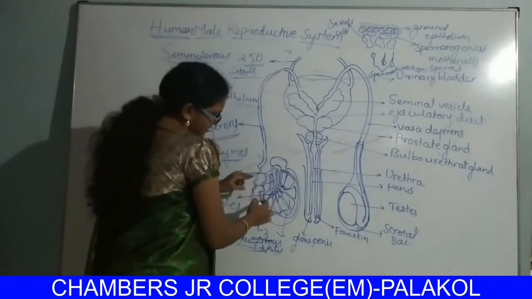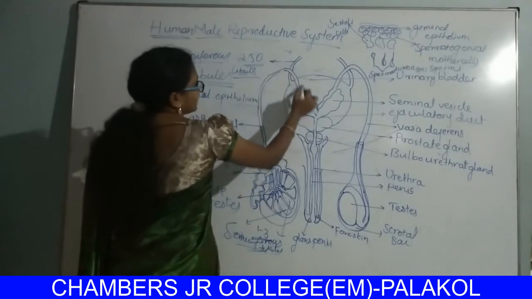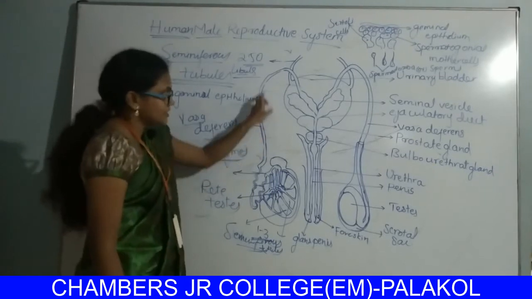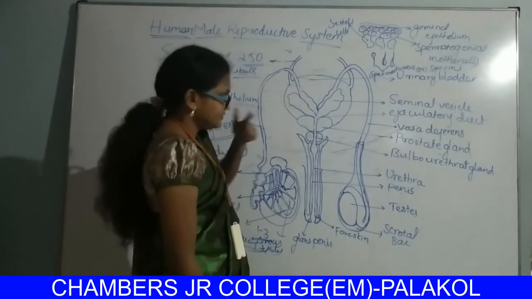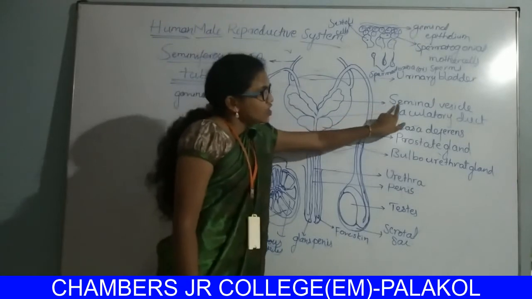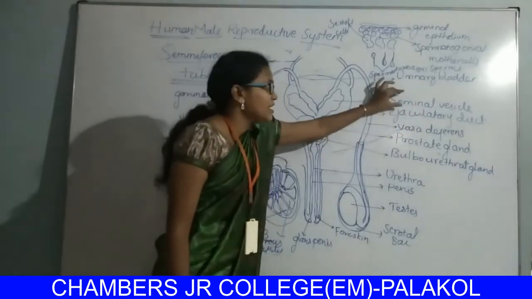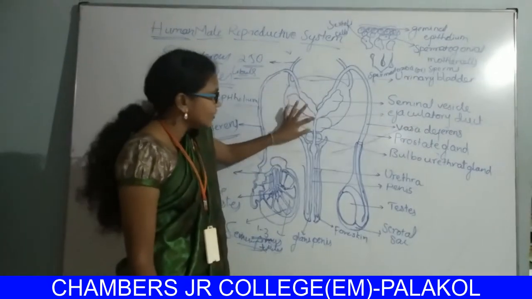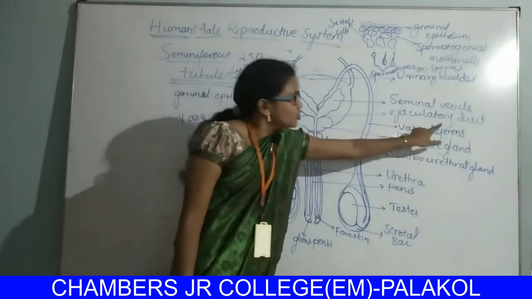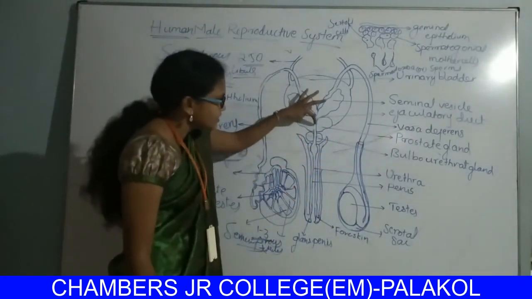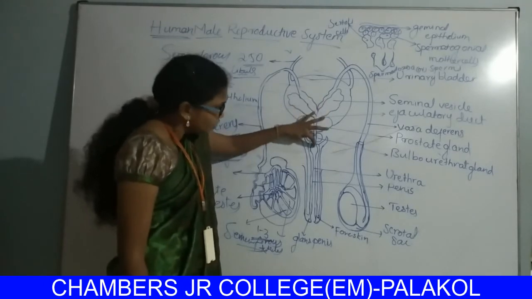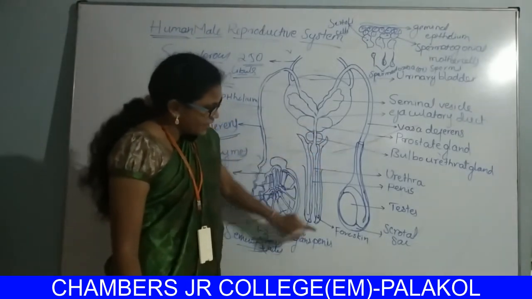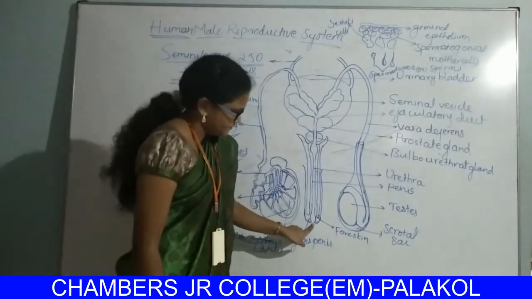Each epididymis leads into a long narrow tube called the vasa deferens. The vasa deferens receives the duct of the seminal vesicle. The seminal vesicle duct opens into the vasa deferens and forms a common duct called the ejaculatory duct. This ejaculatory duct opens into the urethra. The urethra passes through the penis and opens at the urethral opening.